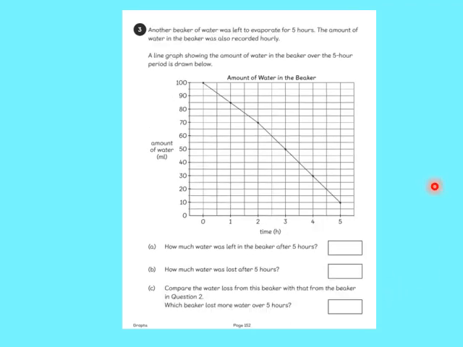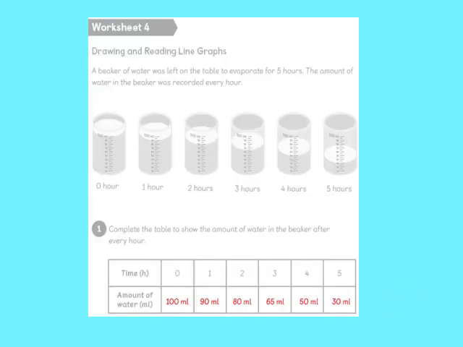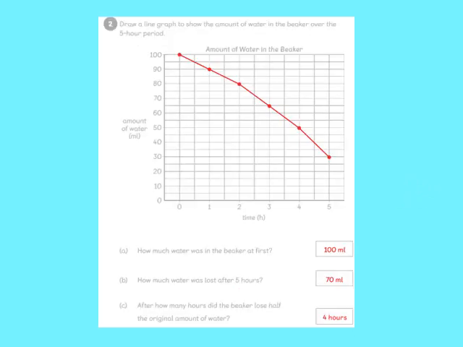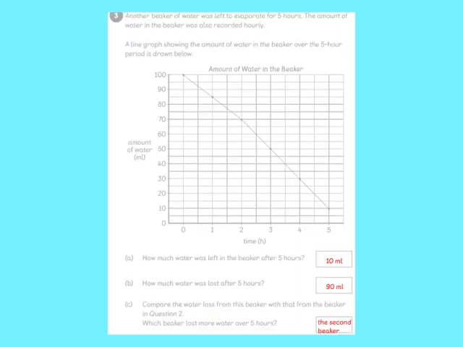So for question 3, they have drawn the line graph for you. It was for a different beaker of water. So you need to look at the line graph very carefully and then answer these questions. So here are the answers for question 1, which you already had. And here are the answers for question 2. And here are the answers for question 3.